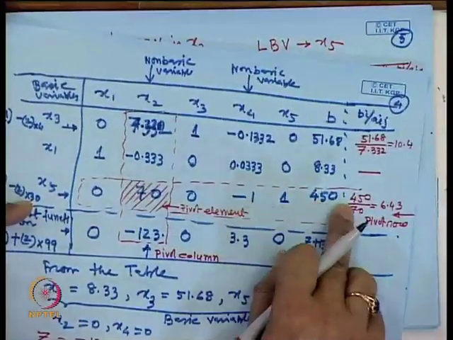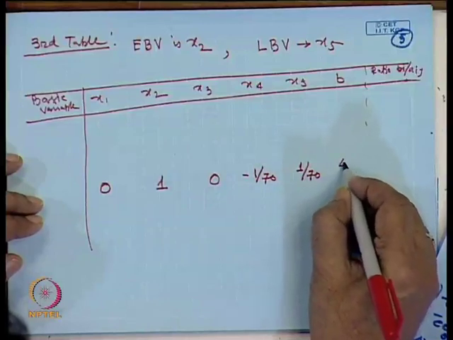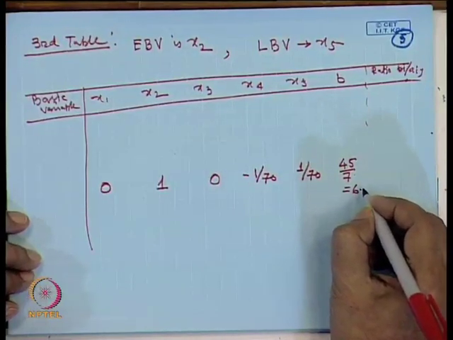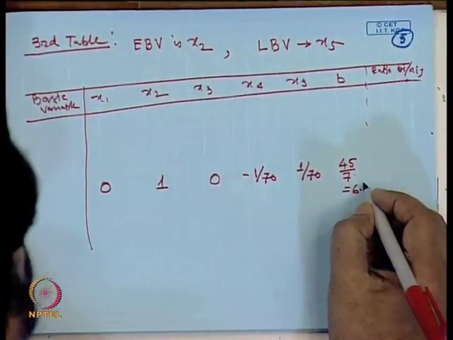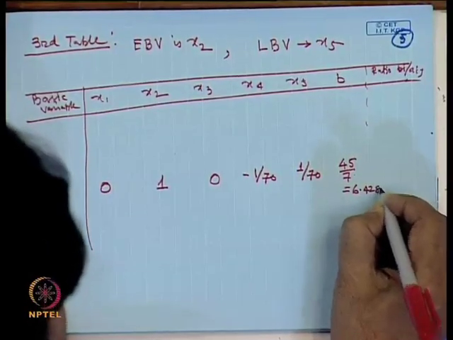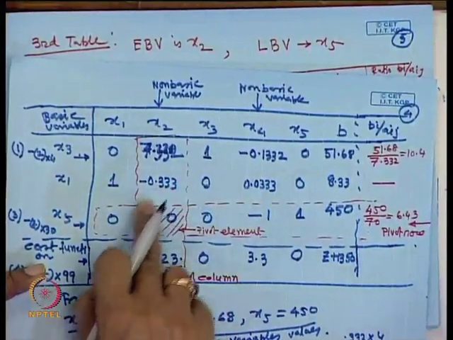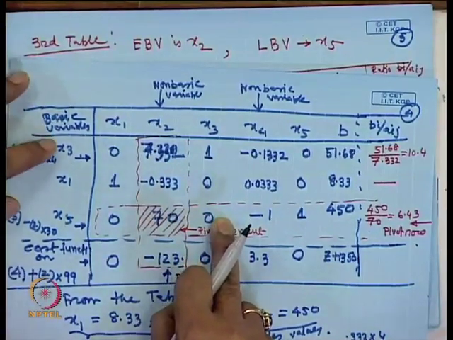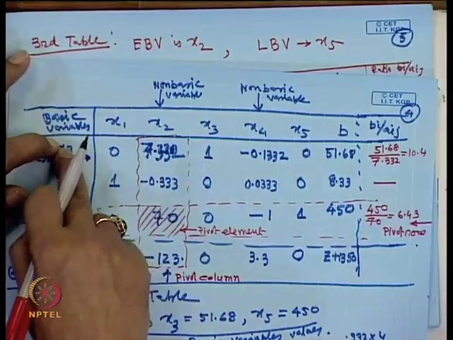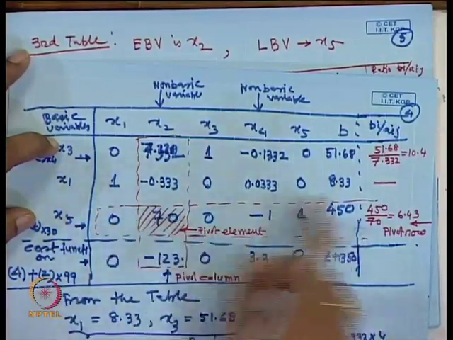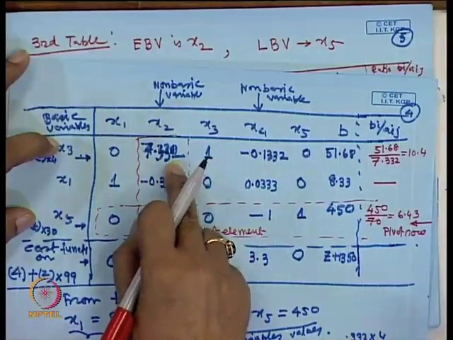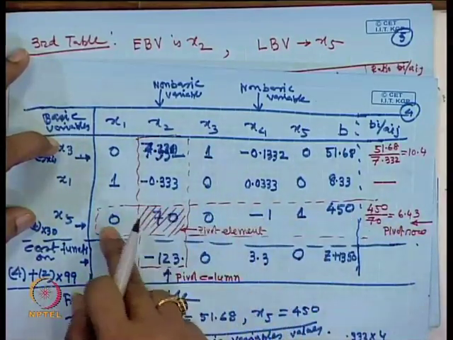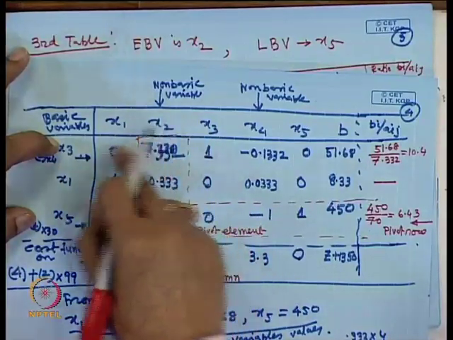Then if you see, 450 by 70 is 45 by 7, and whose value is 6.428. Agree? So, I have to eliminate x 1 from this equation, as well as from this equation. So, what I will do is, equation number 1, agree? After normalizing, you multiply this equation by 7.33 and subtract from equation 1.